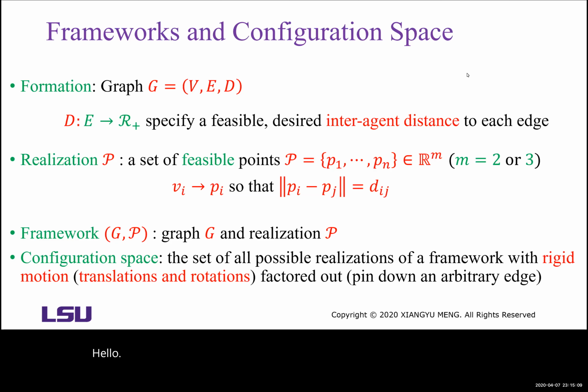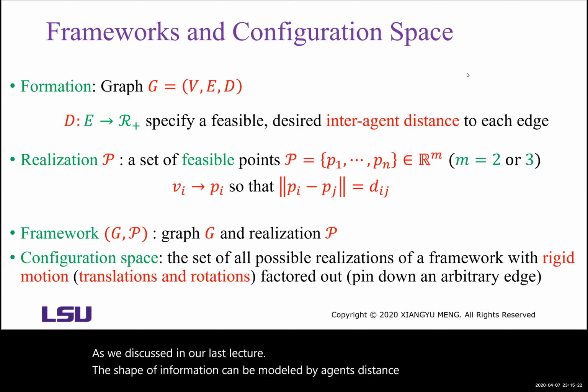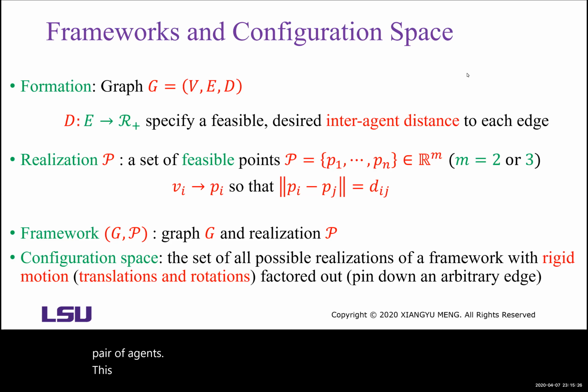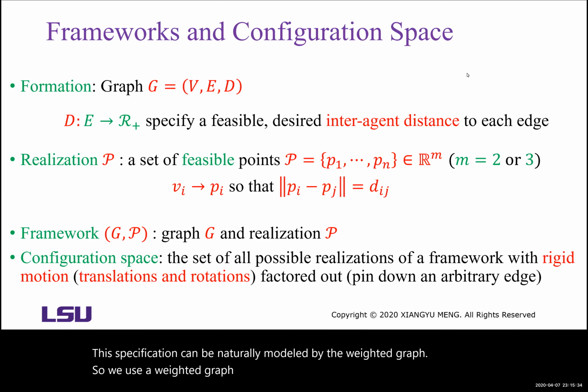As we discussed in our last lecture, the shape of a formation can be modeled by inter-agent distance between every pair of agents. This specification can be naturally modeled by a weighted graph. So we use a weighted graph to model the shapes of formation.